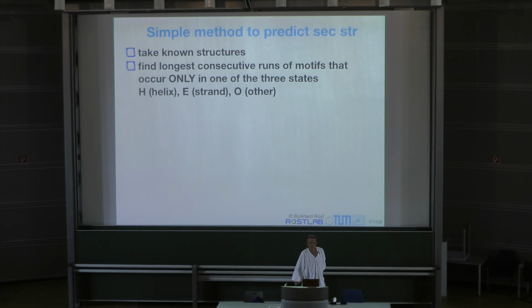The simplest method to predict secondary structure would be to take all the known structures and find the longest consecutive runs of some motifs that occur only in one of these 3 states, so that are always helical, that are always beta strand, and that are always other. That might be the simplest way. The problem is that you will find very few of these consecutive runs. So this is a simple method that you could do, but it will not bring you very far.